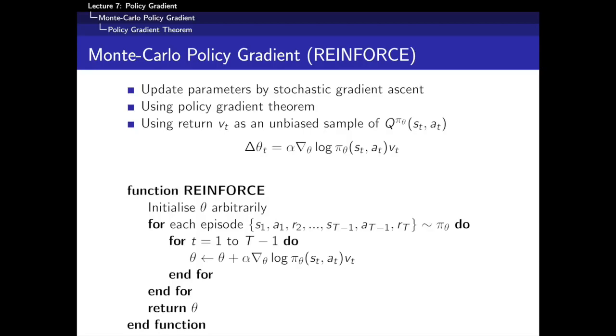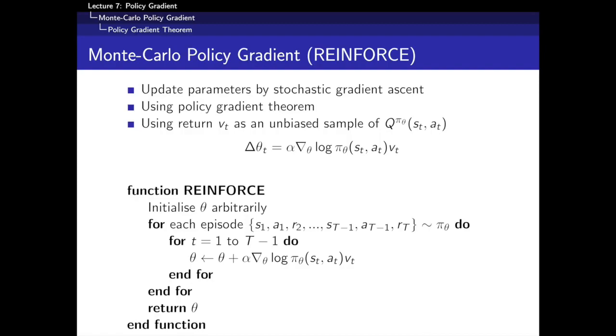Well, you'd start off by picking some arbitrary parameters, and you run your episode. First of all, you run forward and generate all of your rewards. This is like a forward view algorithm, so you have to go all the way to the end of the episode, generate your rewards. At the end of that, you know what the return was from each of your steps.